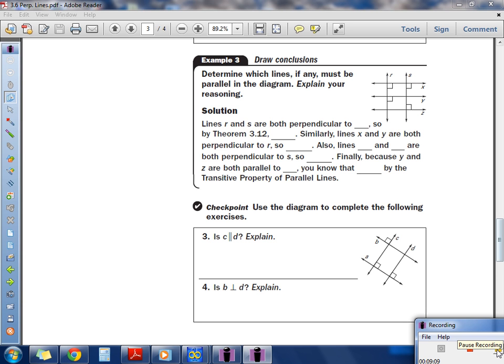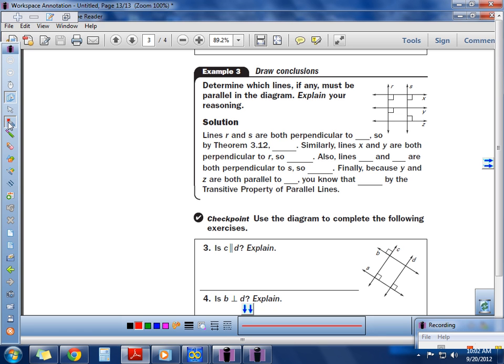Here's where some people have a little bit of difficulty. We have a lot of lines in this picture, and it says determine which lines, if any, must be parallel in the diagram. Explain your reasoning. Anybody got any guesses on which ones? It looks like there's a lot of parallel ones, but you have to be able to give reasoning. Anybody got any guesses on which ones are parallel?